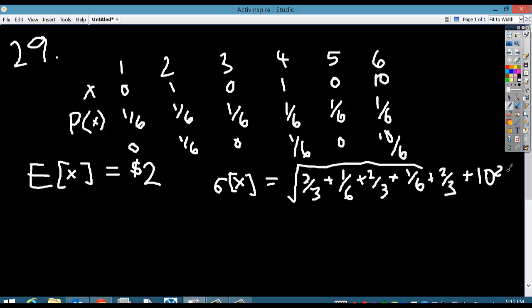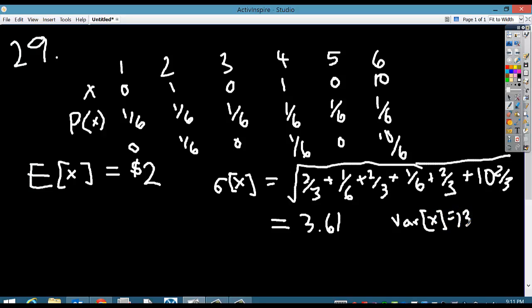So you add these up, and you take the square root of the whole thing, and you wind up with approximately 3.61. And that's actually the square root of an even 13. So when we added this up before we took the square root, we had 13. So the variance of our random variable is 13. I think that's important in one of the other sections. But that answers part A of question 29.